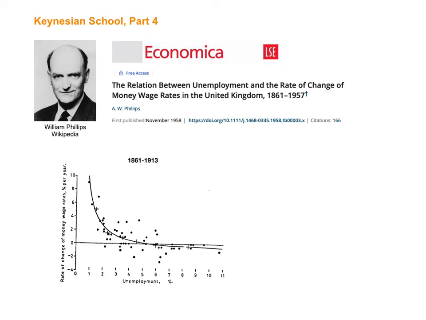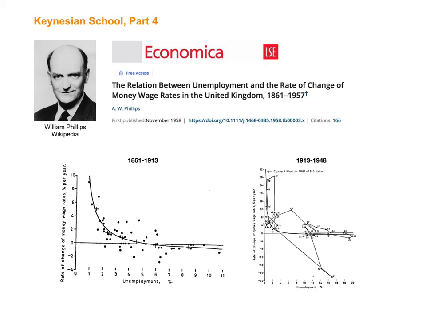So this is the rate of change in money wages, percentage per year, and then we have an employment rate for 1861 to 1913. So he found this negative relationship that we were talking about before for this period of time. And then he also has an interesting graph, which is from 1913 to 1948.